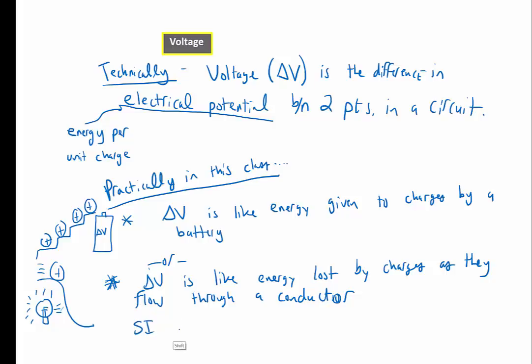The SI unit for voltage is the volt, and a volt is defined as 1 joule per coulomb. We said electrical potential was energy per charge, so joule per coulomb. That difference in energy per charge at the top of the slide versus the energy per charge at the bottom is known as voltage, and it's measured in volts.